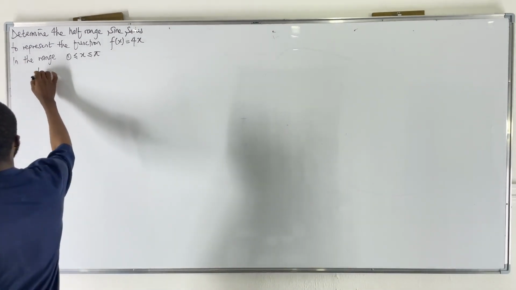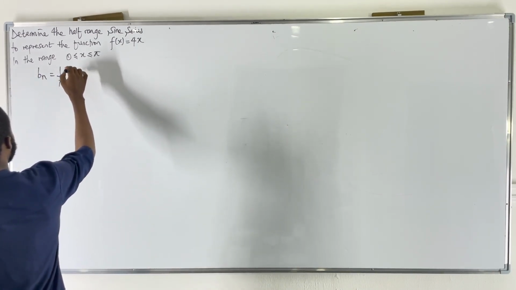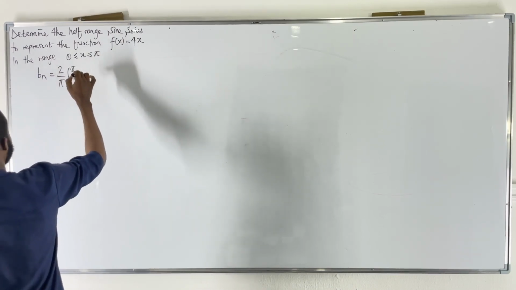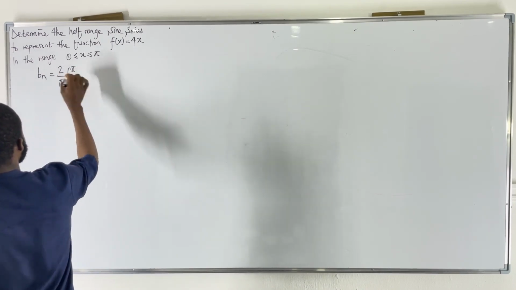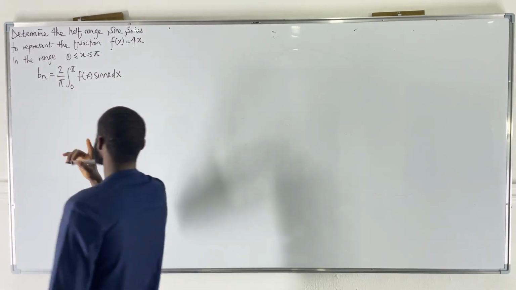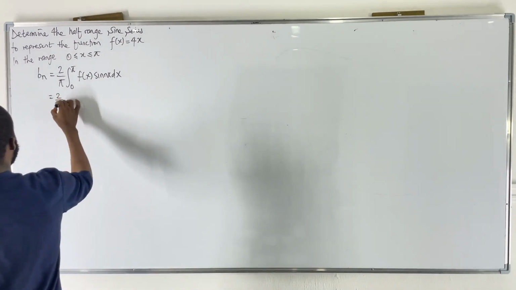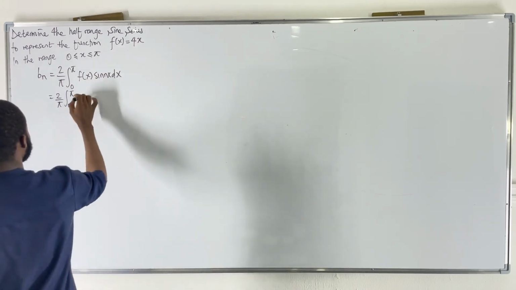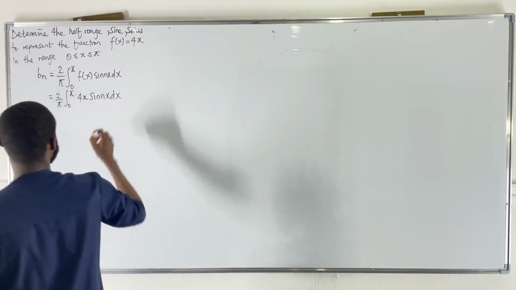So as an odd function, we only need to find b sub n. So b sub n is 1 over pi integral from 0, since we're dealing with half range, this will be 2 and then this. If you're taking the half of the range, you have to double this part. And then we'll have f of x sine nx dx. That's the formula for b sub n. So this will be 2 over pi, integral from 0 to pi. Now f of x is 4x, so this is 4x sine nx dx.